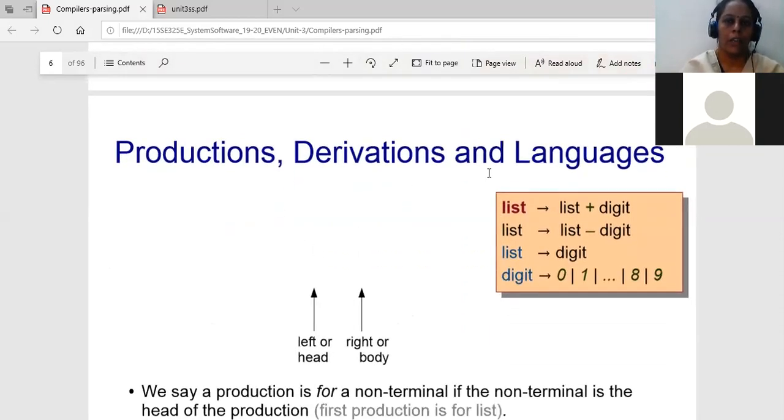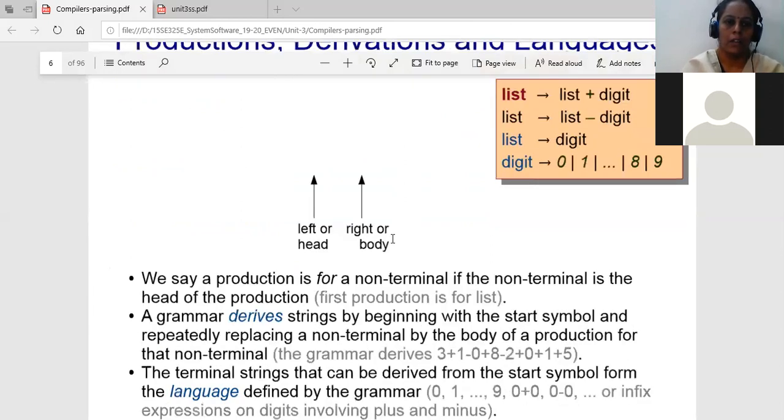So here: productions, derivation, and language. In the context-free grammar, you have two parts. One is the left side, which is called the head, and the right side, which is called the body.